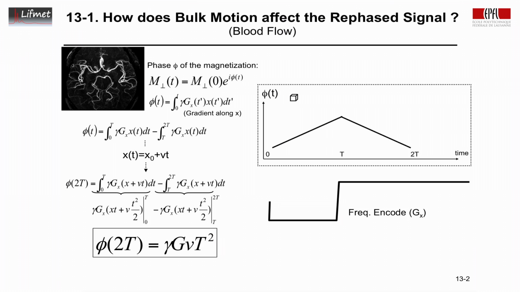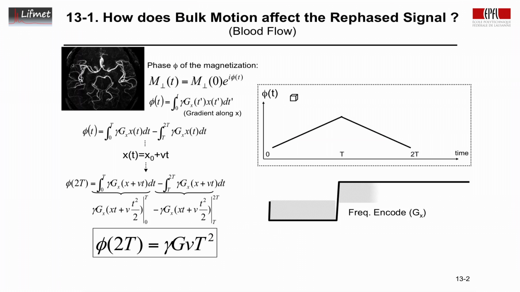0 is at the beginning where the gradient is turned on. The big T is the time where the gradient polarity, that is the sign of the gradient, is changed, and 2T is 2 times this time. So this is for stationary magnetization. This is the case we've discussed extensively in lecture 11 and a little bit in lecture 12.